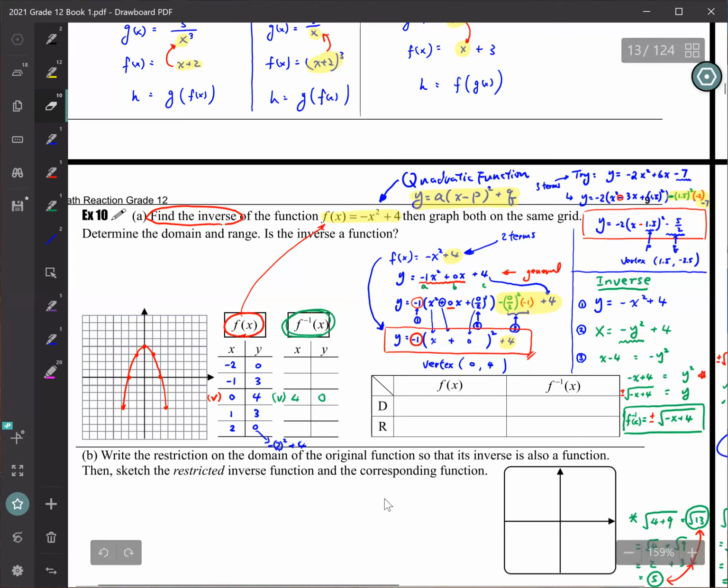So we have our f of x is negative x squared plus 4. And then we found our inverse is plus minus, don't forget plus minus.